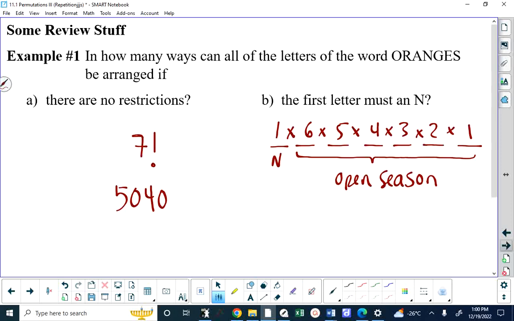Or you could do what I do in my head. I just say, if the first letter must be an N, the question is asking me how many ways can I arrange these 6 letters? I'm not even going to look at the N. You've already told me. You're not giving me a choice here, so I'm not going to worry about it. And in either case, you're going to get 6 factorial no matter how you look at it. And that is 720.